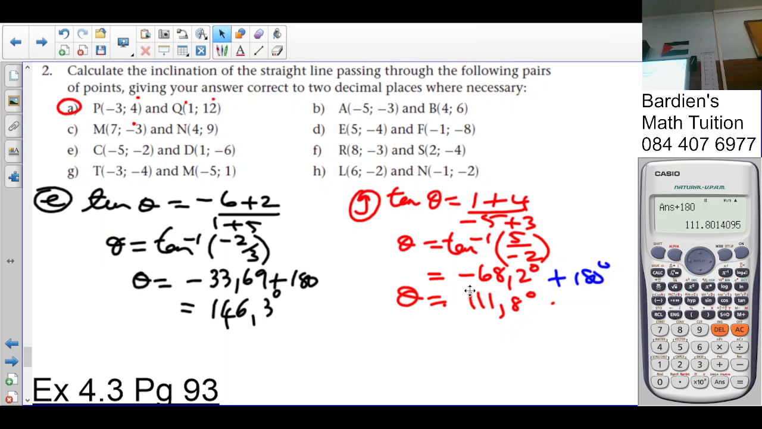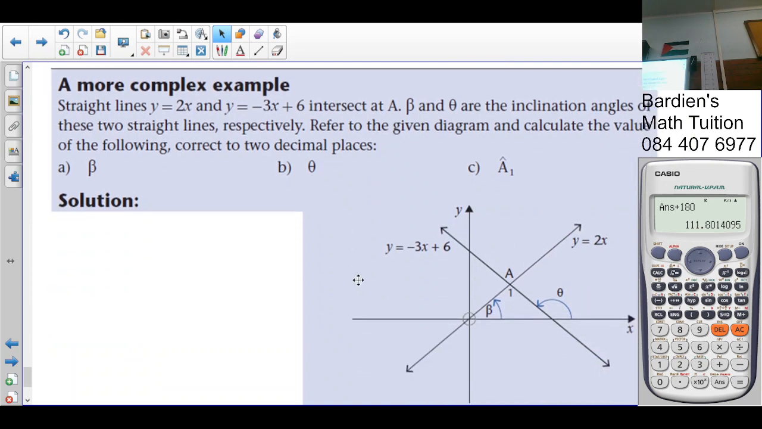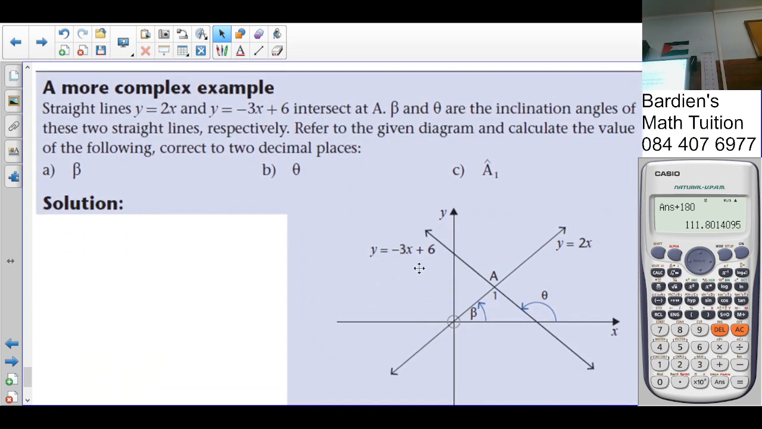Okay. Any confusion there? You will understand. So now we're going to look at more complex examples, okay? And this is on page 93.